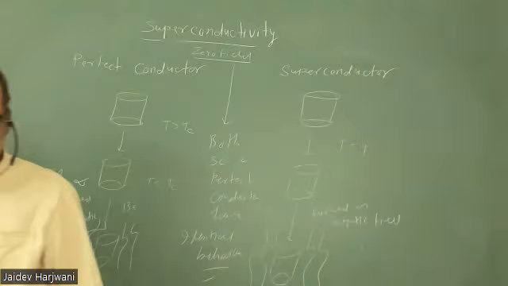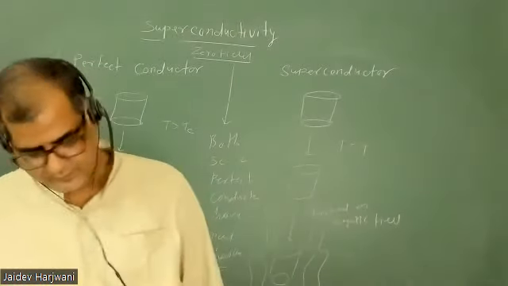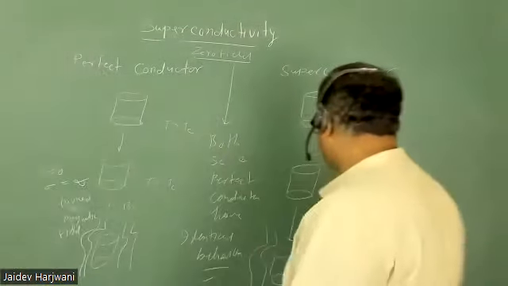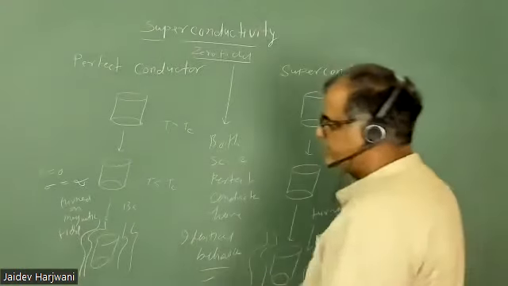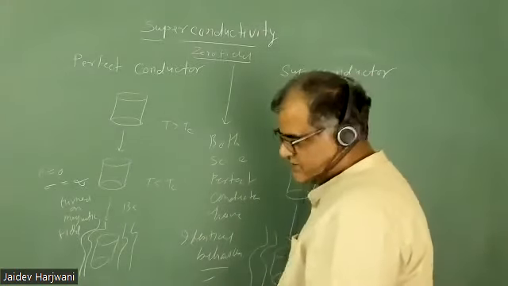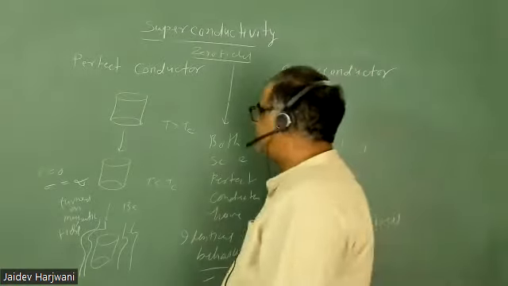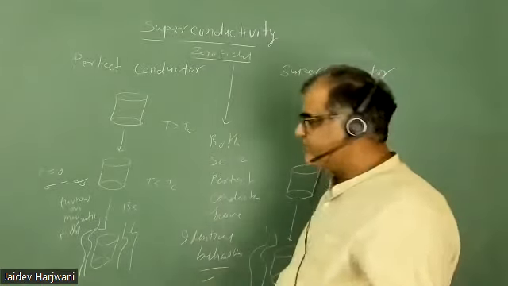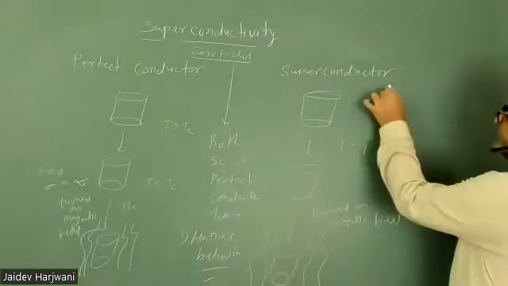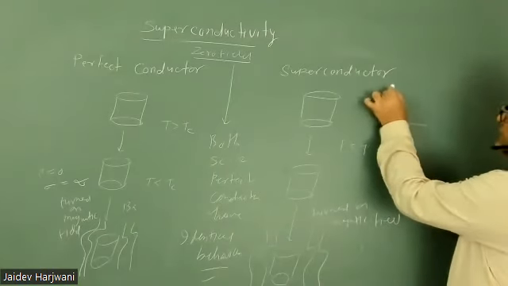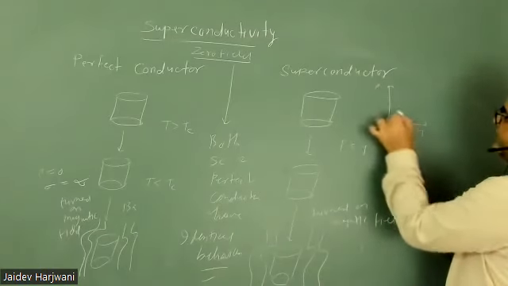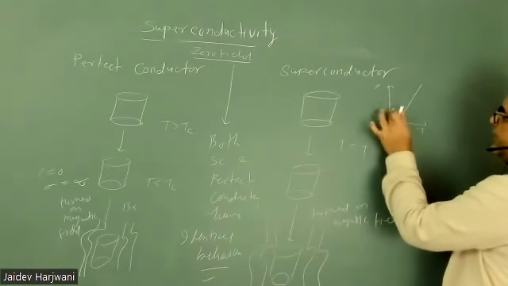So at T less than TC, when we cool the perfect conductor, the resistivity would be 0. Because the perfect conductor, if it is a perfect conductor then its resistivity should be 0. What does your resistivity temperature graph look like? This is your resistivity temperature graph. It is like this.